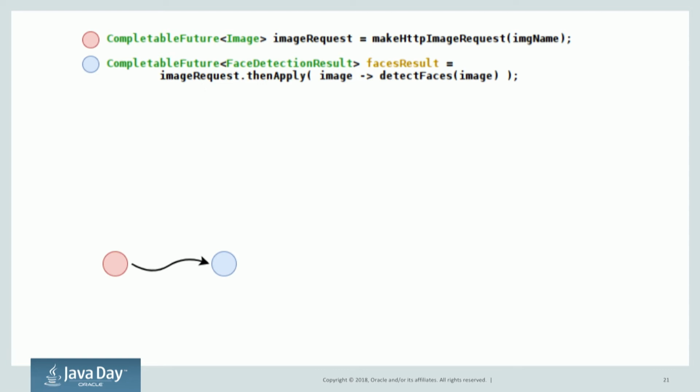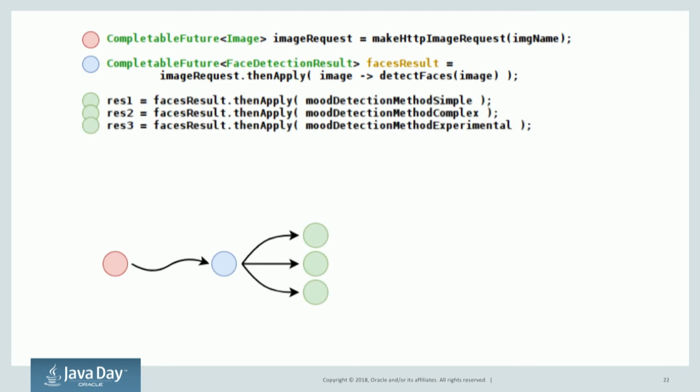Now we've fetched a picture and found the faces in it. We'd like to know whether the people in the picture are happy or sad or angry or surprised or whatever. So we're going to do some mood detection. But we've got three different ways of doing it: a simple method, a complex method, and an experimental method. And those three can all be done in parallel, right? So we can use CompletionStage to fan out. We can have facesResult thenApply moodDetectionSimple, facesResult thenApply moodDetectionComplex, and facesResult thenApply moodDetectionExperimental. And those three can be done in parallel.